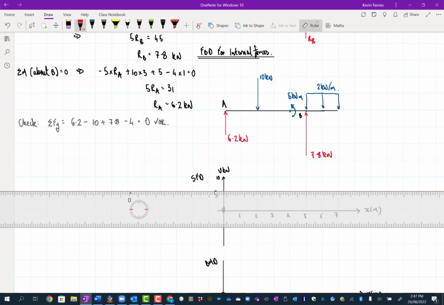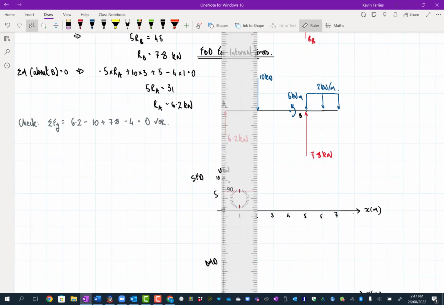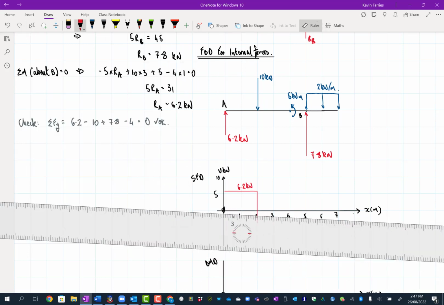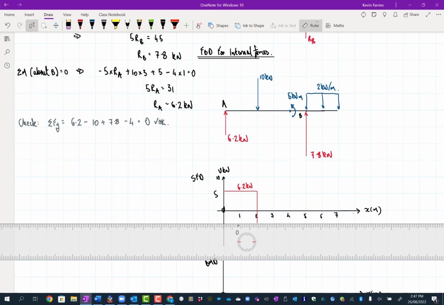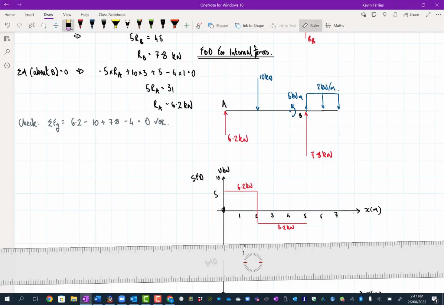Follow the forces: go up 6.2, and then keep going until you get to another force horizontally. If there's nothing there, go down 10, so that'll take us down to 3.8. So it's going to be 6.2 kilonewtons, then 3.8. Keep going until you get to something else. Now we do get to a moment, but that doesn't affect shear force because it's got no net force. So we'll keep going along until we get to 7.8. So this here was 3.8 kilonewtons.